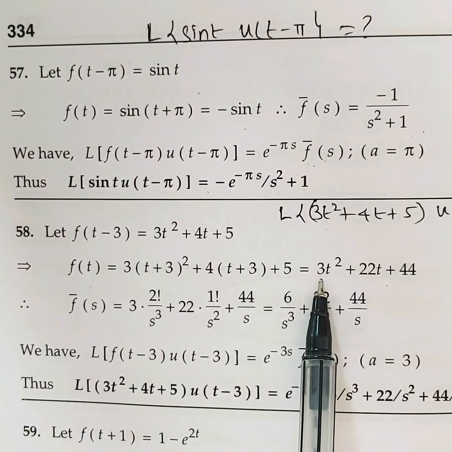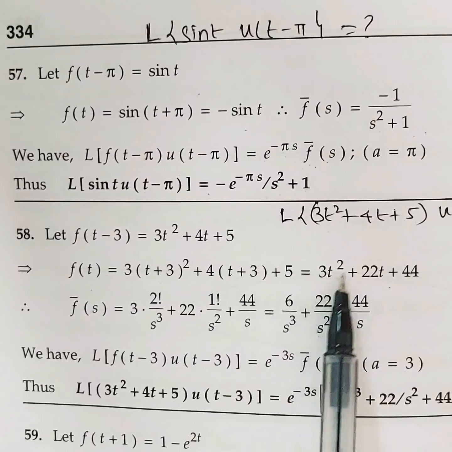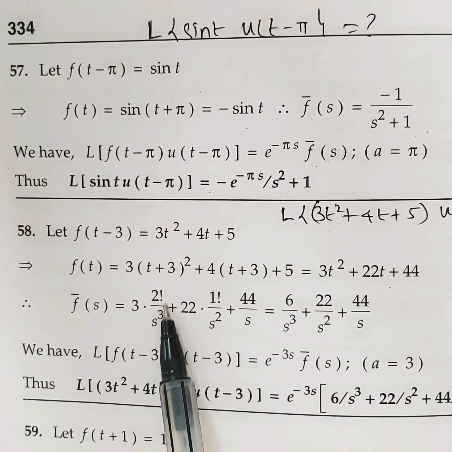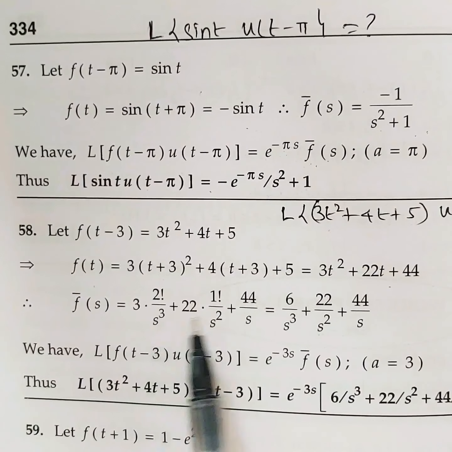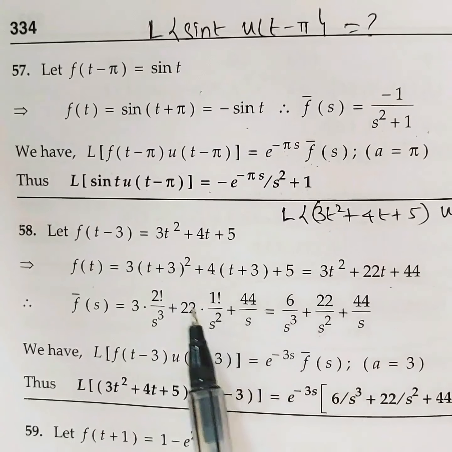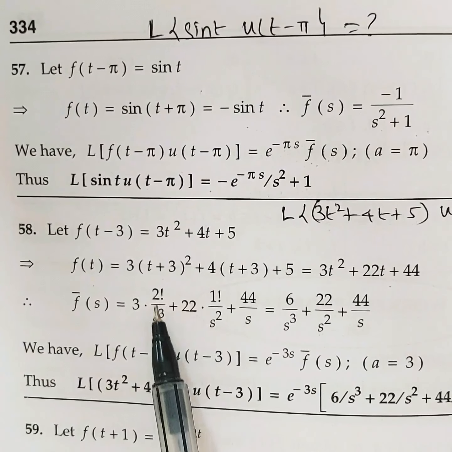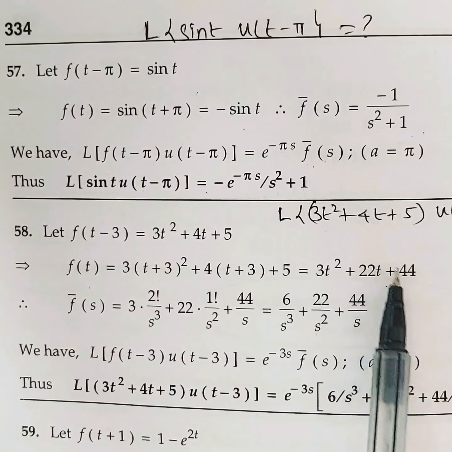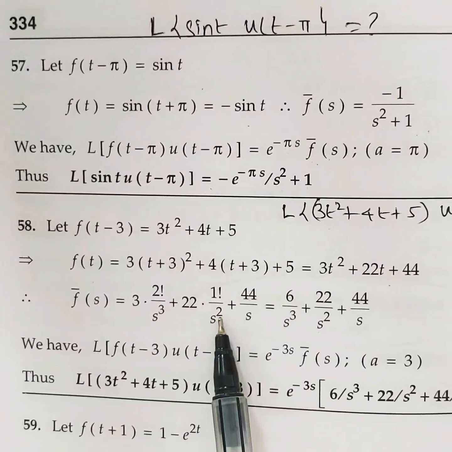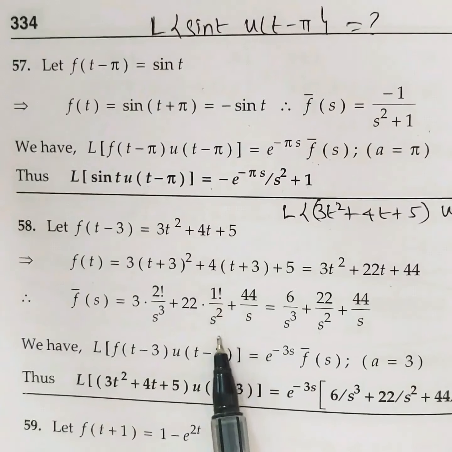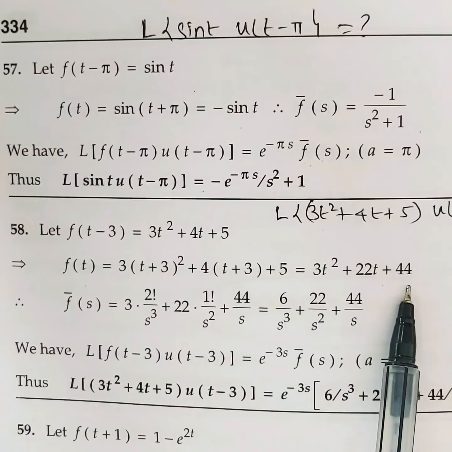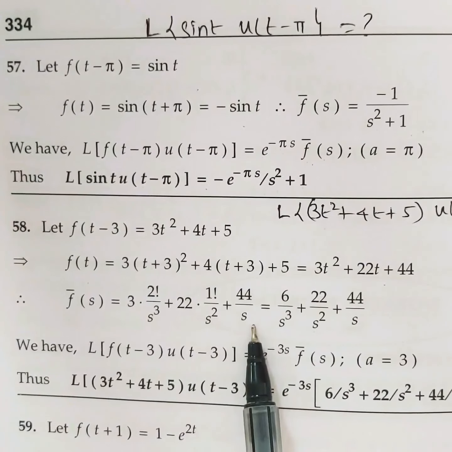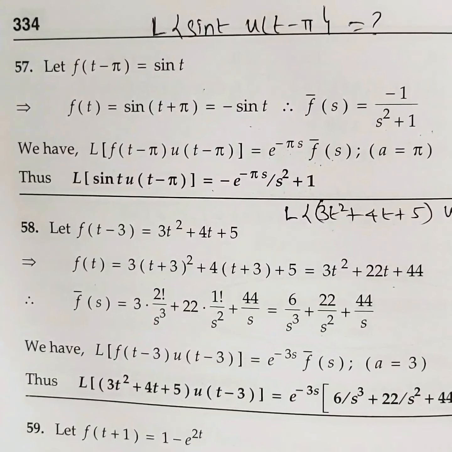Laplace of t square. What is the formula? Laplace of t power n, where n is a positive integer, is n factorial by s power n plus 1. We have to write down that formula. So 2 factorial by s power 2 plus 1, so 2 factorial by s power 3, plus 22 into, this is t power 1, so 1 factorial by s power 1 plus 1. Same formula we are using. So 1 factorial by s square. Plus this is just a constant. Laplace of 1 is 1 by s. So 17 into 1 by s. So we have got f bar of s value.